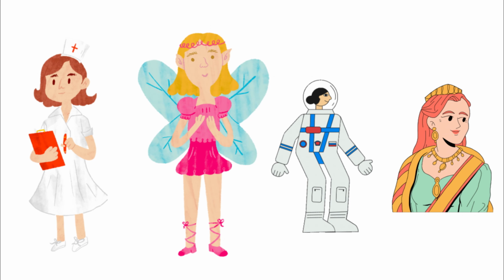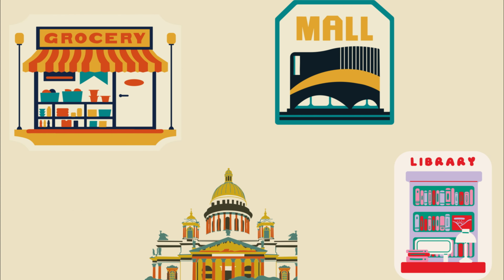So Ashvika, now I am showing you a number of characters. Look at your screen. Princess, nurse, I have an astronaut, and I also have a fairy. Which one would you like to choose? I choose the princess. Okay, Ashvika, now choose the setting of the story. I have a library, I have a shopping mall, I have a palace, and I have a grocery store. Which one would you like to choose? I choose the palace.